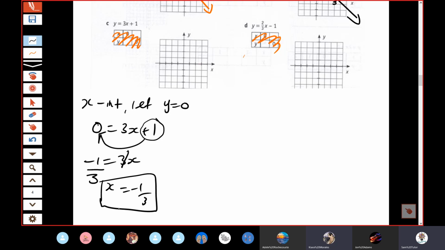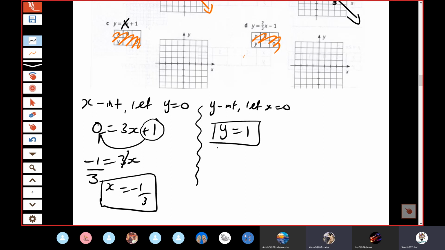Would y for C be 4? Say that again. Would y be 4 for question C? You just let the x become 0. No. When x is 0, what's 3 times 0? 0. Yeah, so when you're saying let x equal to 0, the whole x term is gone. It's not just the x value that's gone. Anything attached to the x is also gone because it's 0. So just y equals to 1. Okay, thank you.